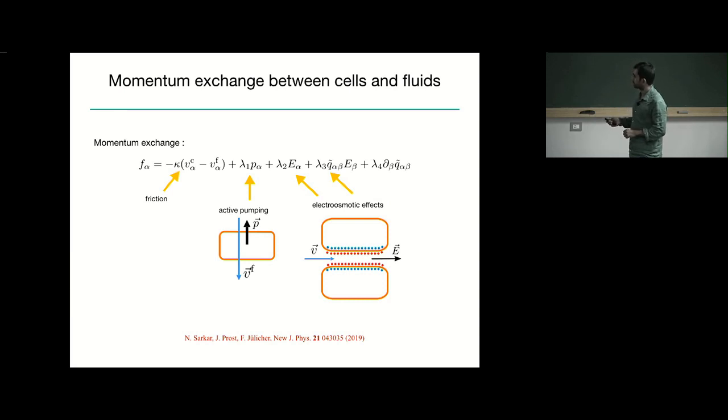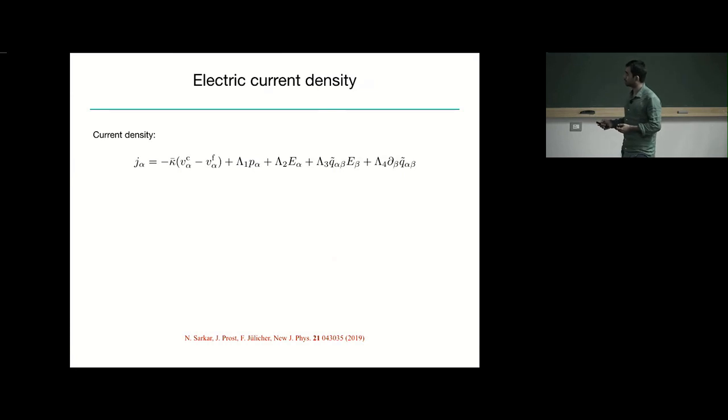So if there is an electric field, there will be a velocity of the tissue components. And there will also be a contribution from the distortion of the nematic tensor. So basically, if the polarity changes, the spatial distortion in the Q alpha beta tensor will also create a force. Now, similarly, using the same arguments, you can write down an equation for the current density of the tissue.